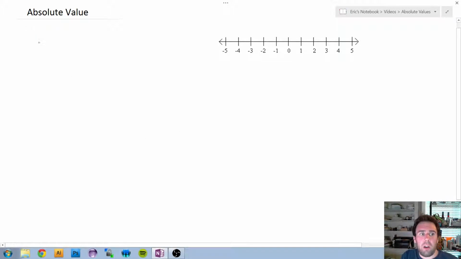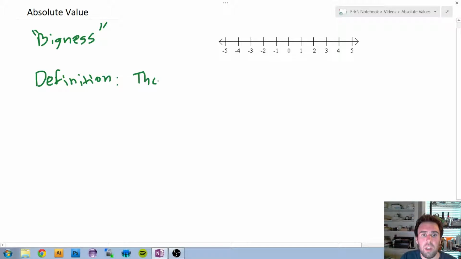We started off by talking about the idea that I like to call bigness. Bigness says how big our numbers are, because some of them are going to be smaller, some of them are going to be larger. And it turns out that we have an official math term for that. It's called absolute value. The definition of absolute value says essentially the distance from zero, or how far a number is from zero.